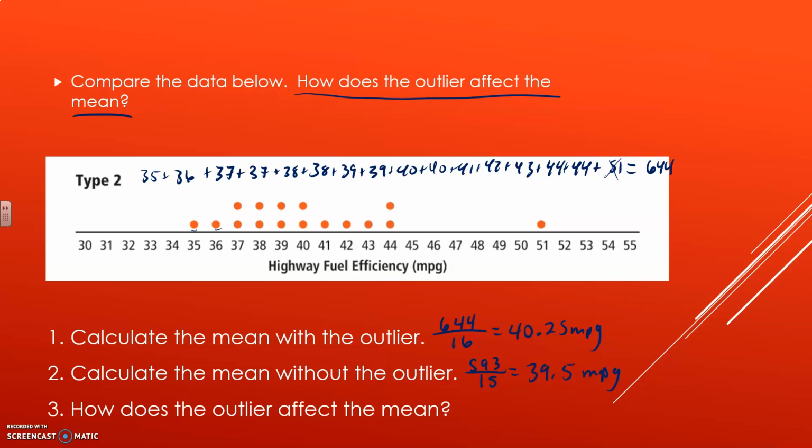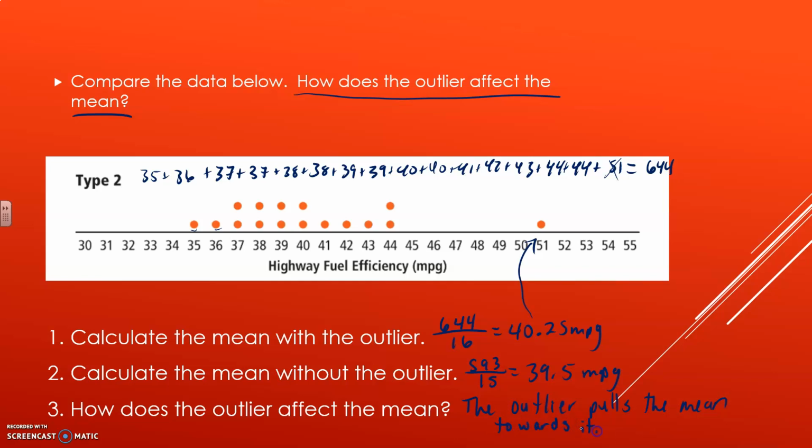So we can actually look at this and say, okay, how does the outlier affect the mean? Well, the outlier pulls the mean closer to the outlier because 40.25 is closer to 51 than 39.5. So the outlier pulls the mean towards it.